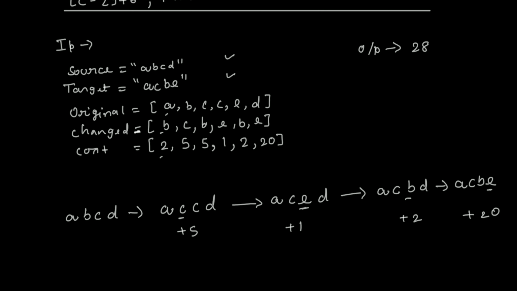Okay, so for this given example we can see that we are given ABCD, then we have converted that to ACCD, while converting from B to C, which will require 5 cost because B to C cost is 5. Then we have again changed C to E, and for that 1 cost is required, and then we have changed E to B, which will require 2 cost, and then finally we change the last character D to E, which will need 20 cost. Hence the total cost is 28.